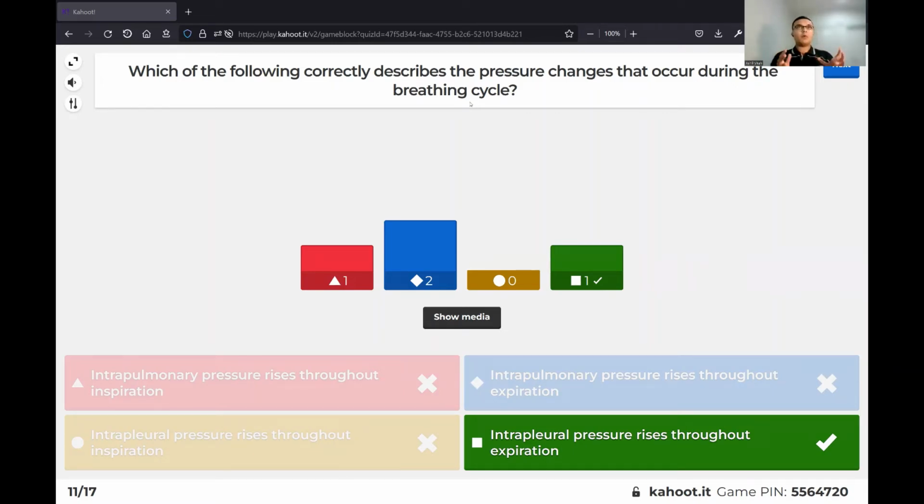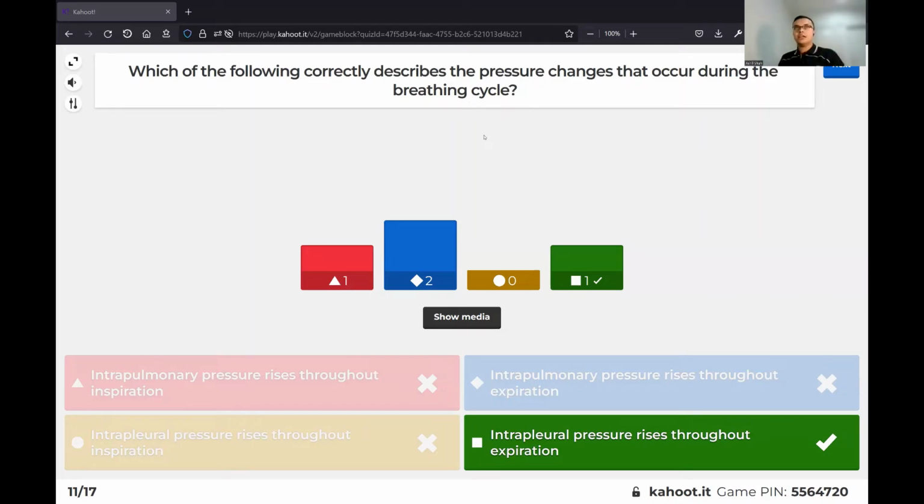But if you're talking about what actually happens during inspiration, the intrapulmonary pressure actually is dipping, and that's what allows air to come in. And during expiration, the intrapulmonary pressure is initially rising, which is what allows the air to exit and go down that gradient.